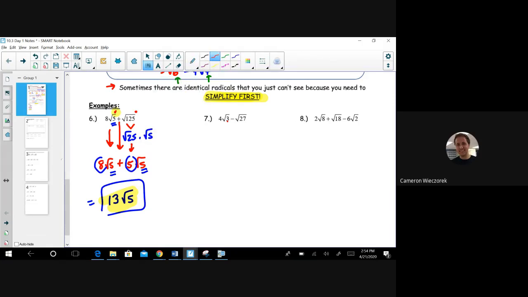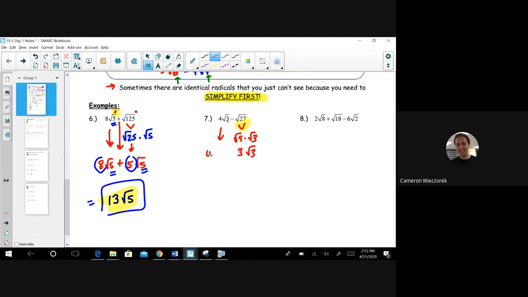Because maybe when you look at it at first, they don't simplify, but after a little bit of work, they do. Same with number 7. 4 rad 3 minus rad 27. Clearly not the same radical, but break down the rad 27. That's rad 9 times rad 3, which is 3 rad 3, since the rad 9 comes out as a 3.